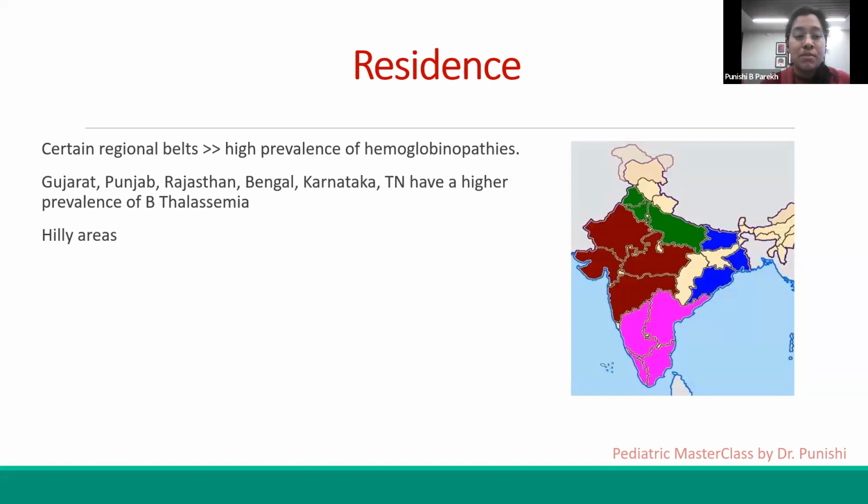And also another reason is that in hilly areas you see a lot of consanguinity. People tend to marry within the caste, within the community, because they're small communities. That's the reason why you see a higher prevalence of hemoglobinopathies in certain hilly areas as compared to the plateau and other terrains. That's the importance of asking for residence and hailing from in this case.